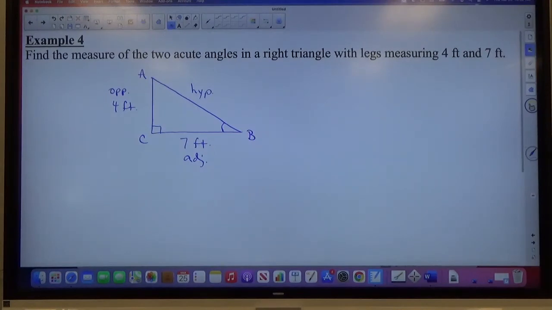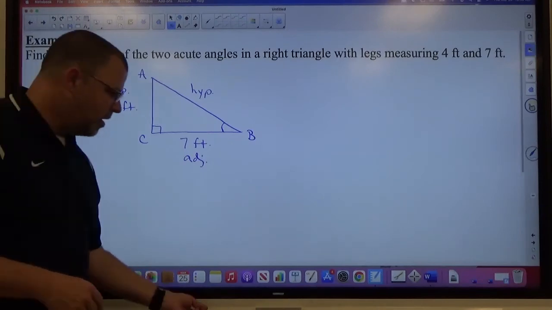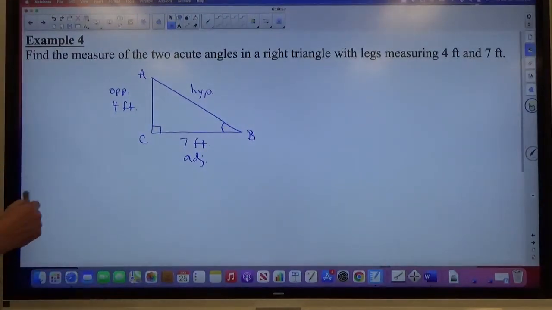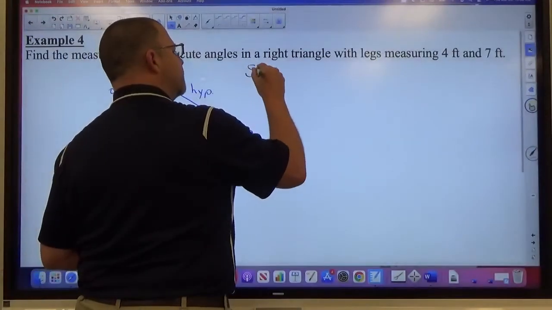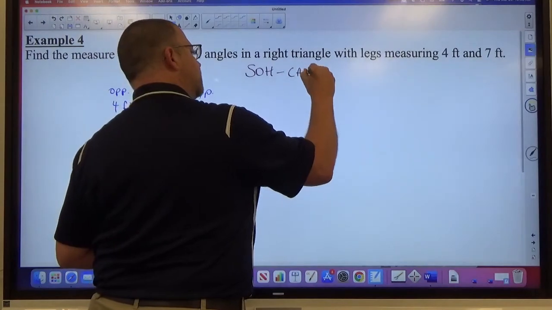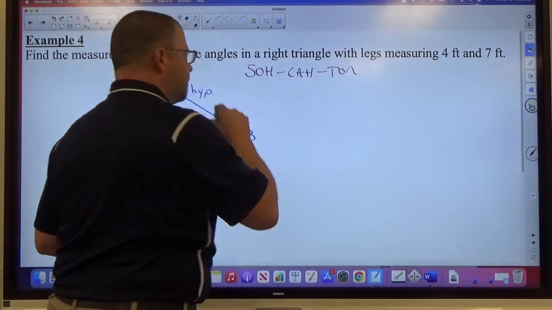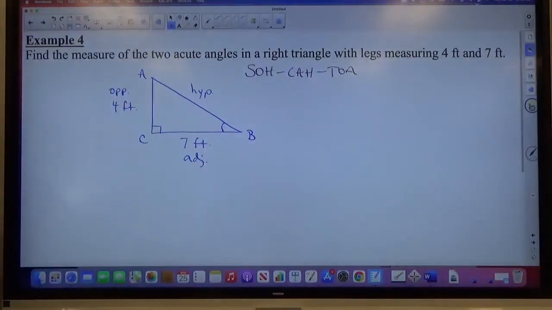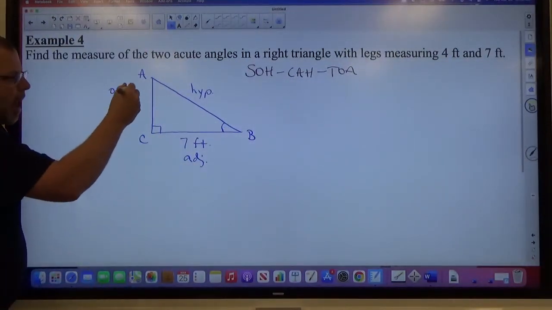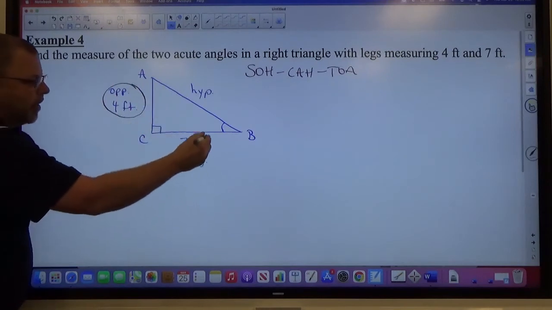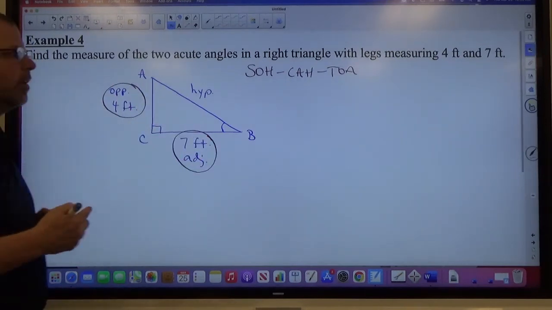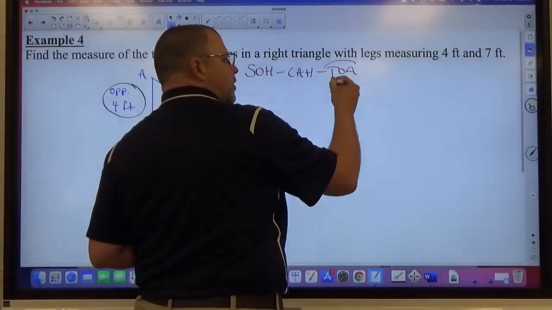Now, when you deal with a problem where you know two side measures, you are going to pick the trig function that's useful for those two side measures. So again, I'm looking at SOHCAHTOA. I know the opposite side is 4 feet. I know the adjacent side is 7 feet. So the two sides I know are opposite and adjacent. So opposite and adjacent is tangent.